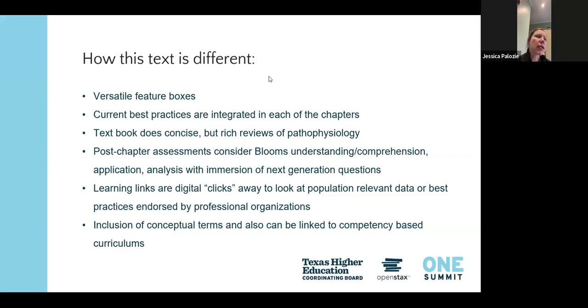And also we need to think about conceptual terms because we are breaking away from nursing diagnosis, and we try to integrate that cohesively in all of our chapters, like perfusion, intracranial regulation. So that was one of the foundational blocks that we were considering when building the table of contents.